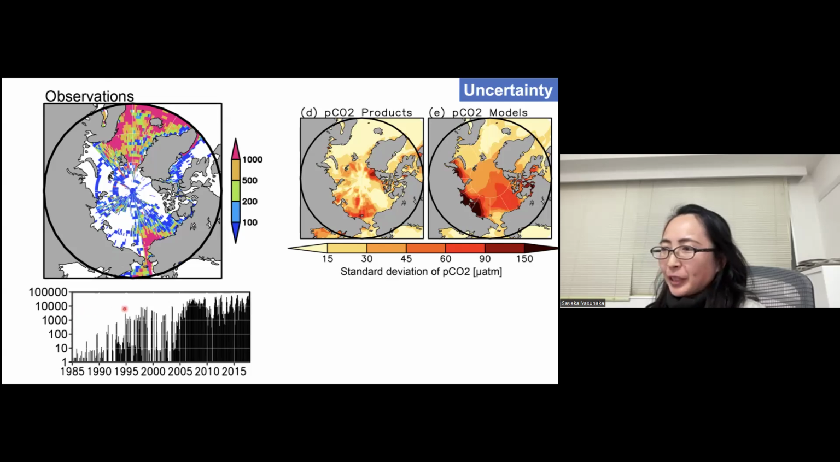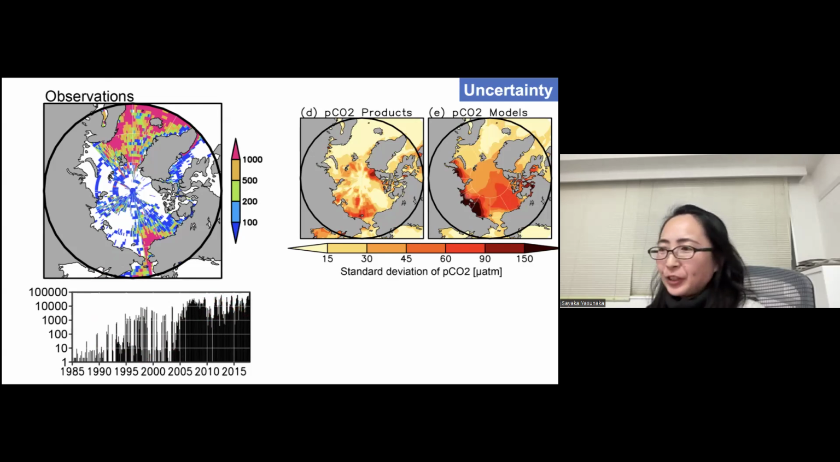The lower panel shows how many observations there are in the Arctic Ocean in each month. After 2005, the number is increasing, but data are still limited. We can see the seasonal variations: in the summer the data number increases, but in the winter data are still limited.